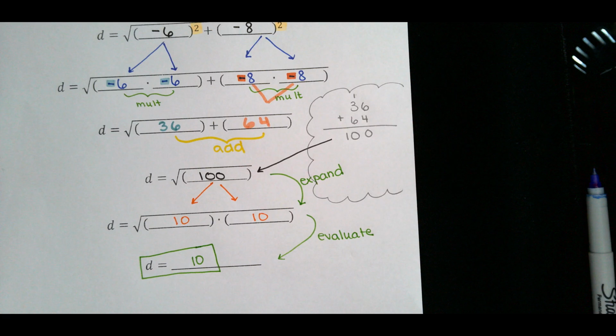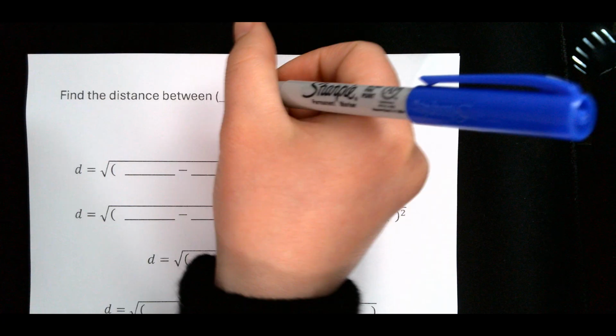Alrighty, let's try 2 more. Now the next 2 are going to be based off of your classwork. This is going to be classwork number 24, question number 1 and question number 2. Let's see what they are. 5, -5, -1, -5 here. Label your point.